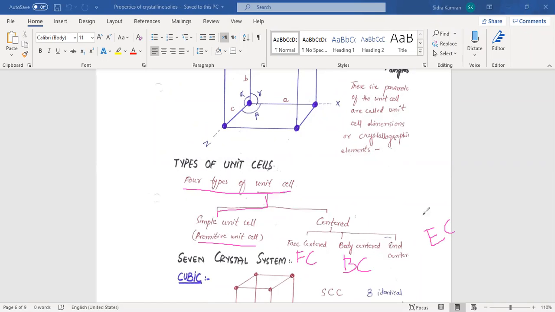This is basically not a part of your syllabus of ALP, but I'm just giving you the idea about the types of the unit cell while I'm discussing the 7 crystal systems. And you will better understand these systems.